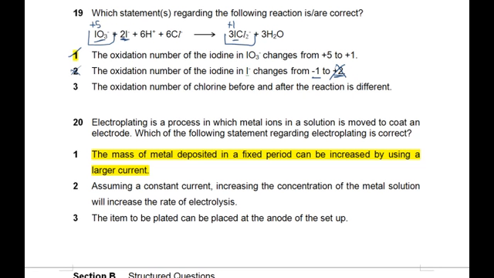Number 3, the oxidation number of chlorine before and after the reaction is different. No, it's the same. So over here it is a -1. Over here, it is still a -1. So this is wrong. This is the same.